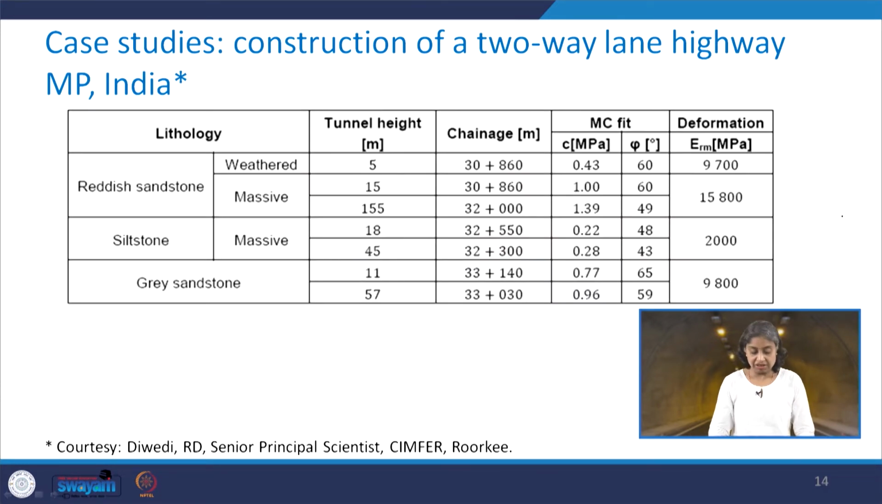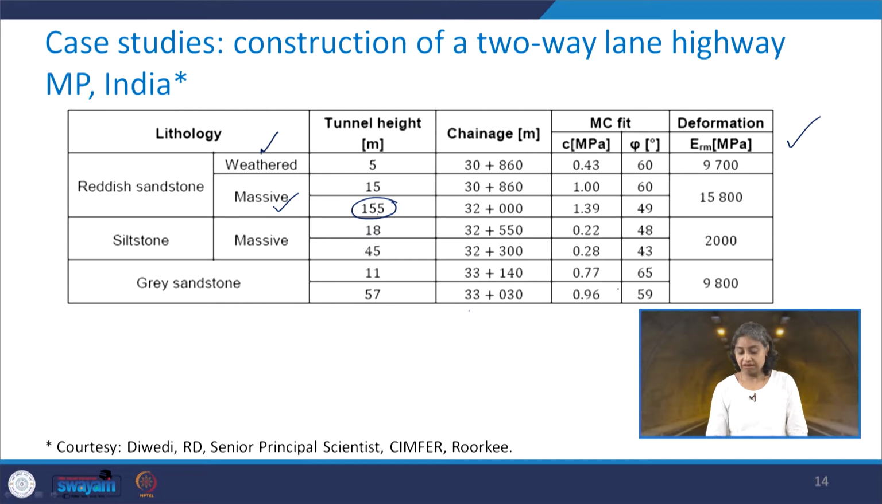As I mentioned, the lithology has been summarized here. Take a look, they had reddish sandstone, siltstone and grey sandstone. And the reddish sandstone, some part was weathered and some part was massive, and wherever it was massive, see the tunnel height, this is overburden. So, it was 155 meter, and the respective changes are given.